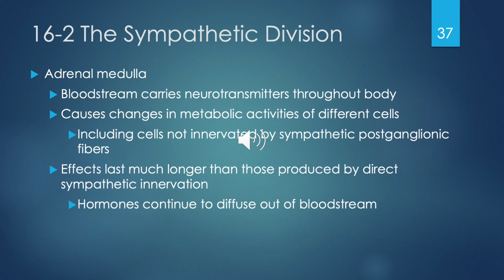So the adrenal medulla releases the neurotransmitters into the bloodstream, so that those neurotransmitters can be disseminated basically like a hormone. That will cause changes in the metabolic activities of cells all through the body, in different cells contingent upon the receptor on those distant target cells. This also includes cells that are not innervated by the sympathetic postganglionic fibers. What that means is basically once we release neurotransmitters throughout the bloodstream, it can affect anything. It doesn't have to be innervated because now it's gaining access through the bloodstream.